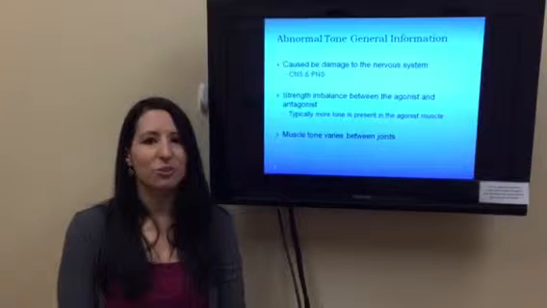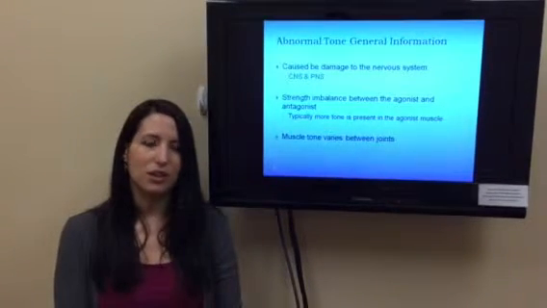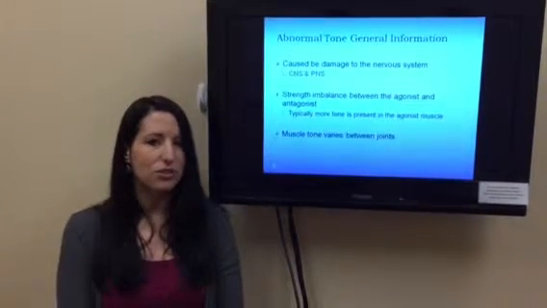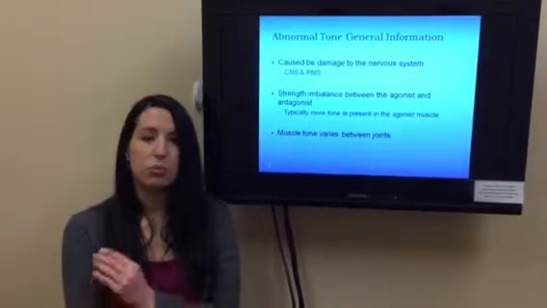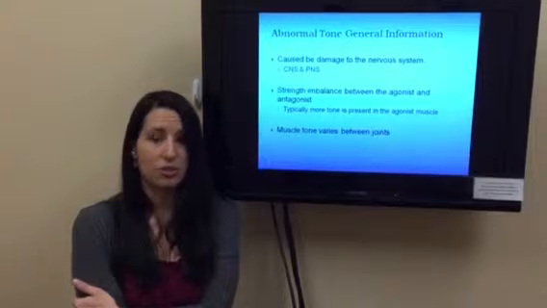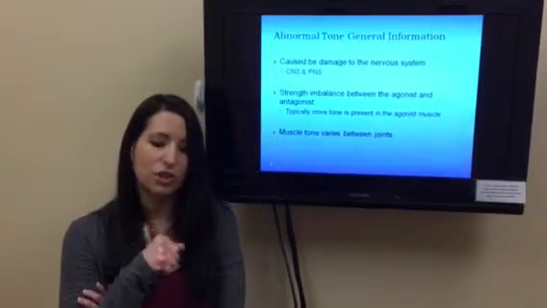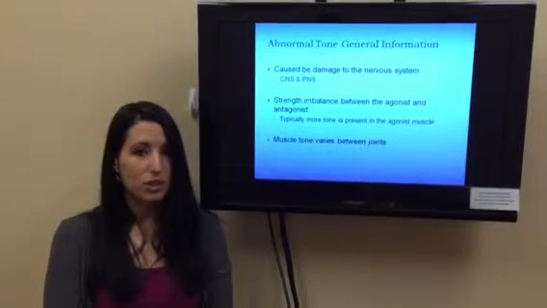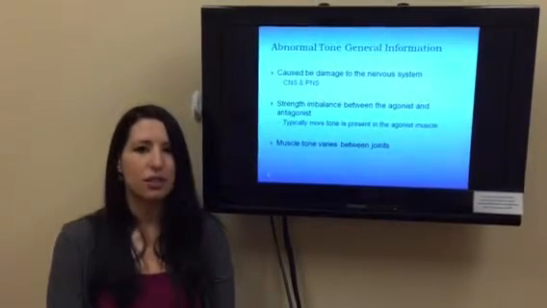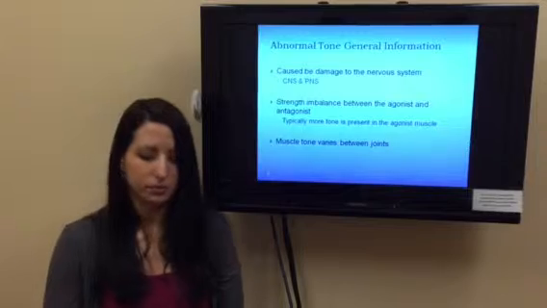Also, it is caused by an imbalance between the agonist and the antagonist muscle. So you'll typically see more tone in the agonist muscle, so it'd be your biceps as opposed to your triceps. So you might see people, they're usually in a flexed position. Also, tone varies between joints, so you're going to want to test every single joint separately.